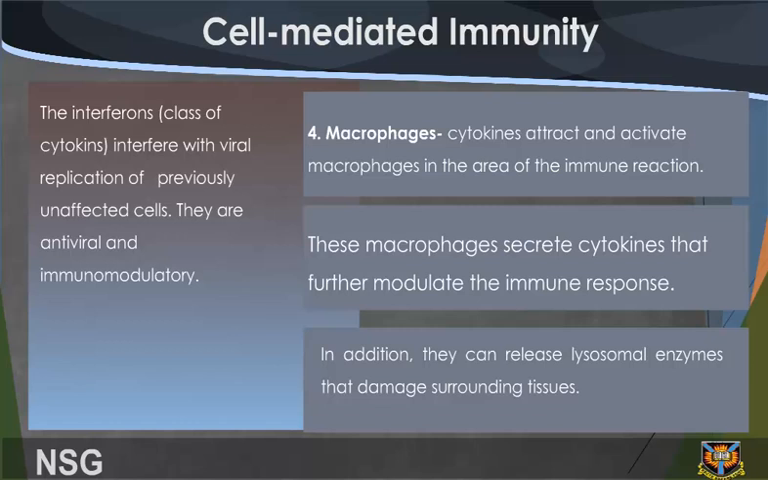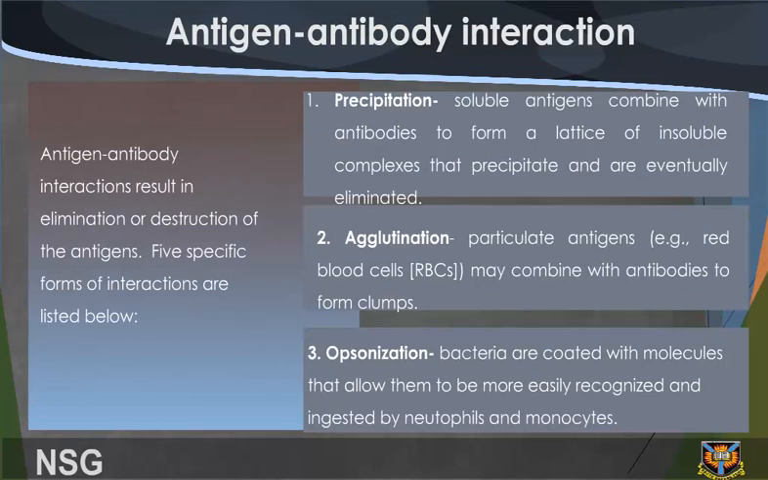4. Macrophages. Cytokines attract and activate macrophages in the area of the immune reaction. These macrophages secrete cytokines that further modulate the immune response. In addition, they can release lysosomal enzymes that damage surrounding tissues. Antigen-antibody interaction. Antigen-antibody interactions result in elimination or destruction of the antigens.